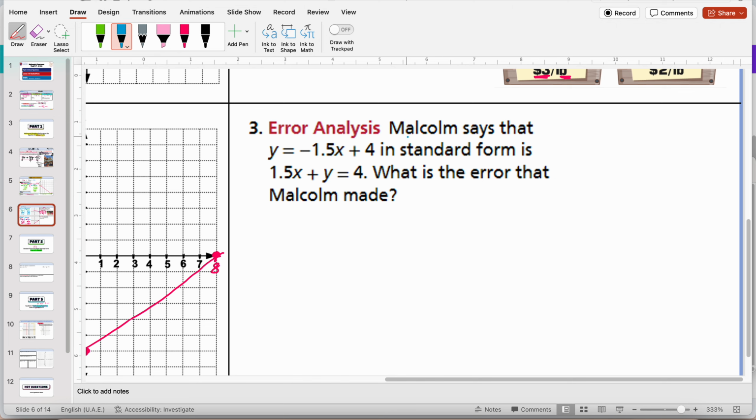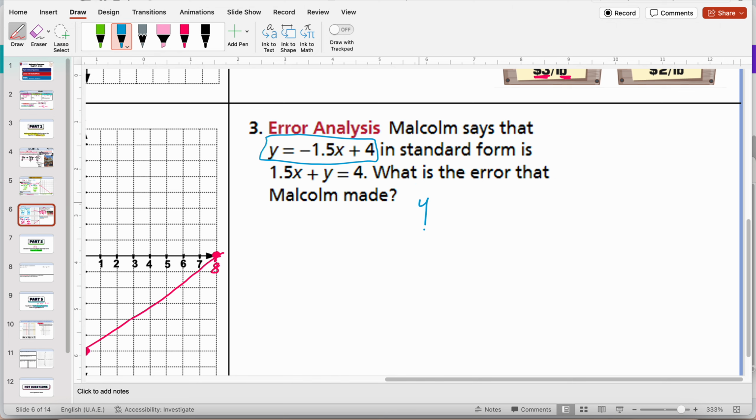Here we have a question. Malcolm says that the equation, this one, is in standard form. He says that this equation in standard form is this way. Okay, what is the error that Malcolm did?